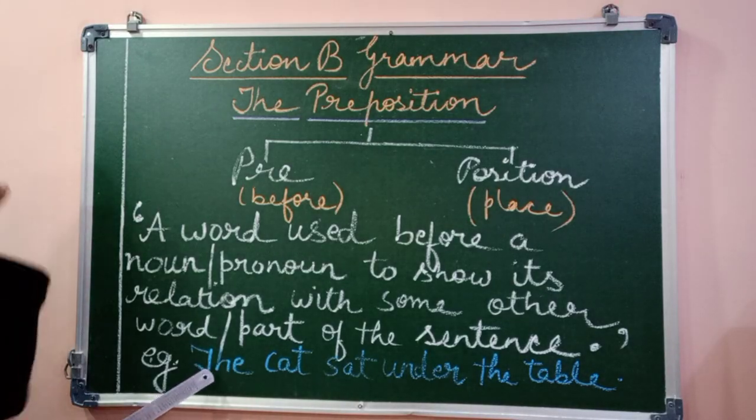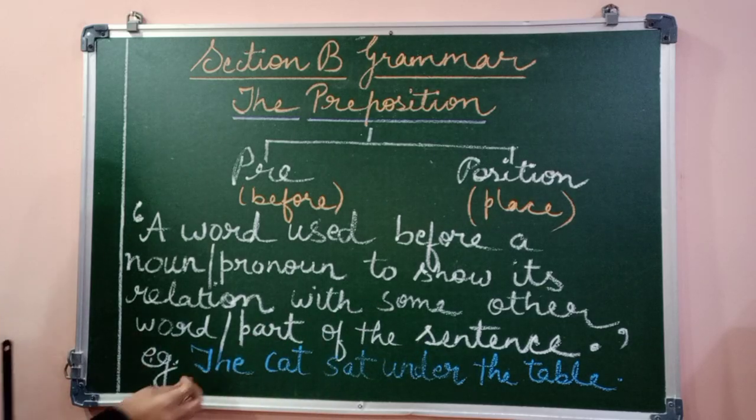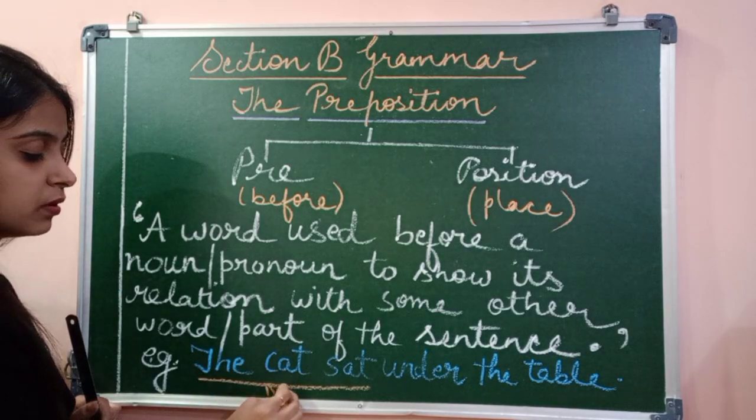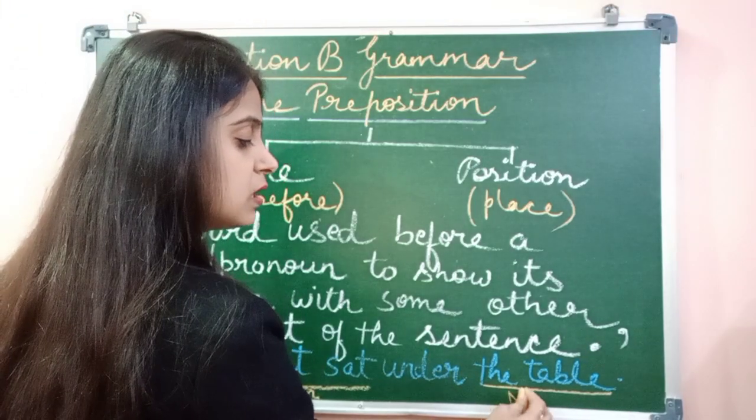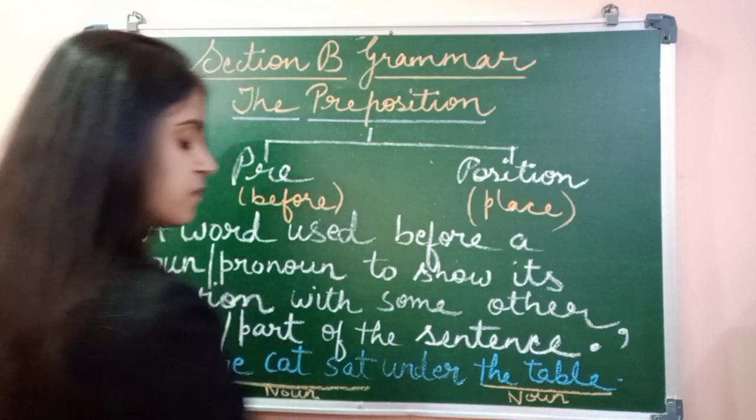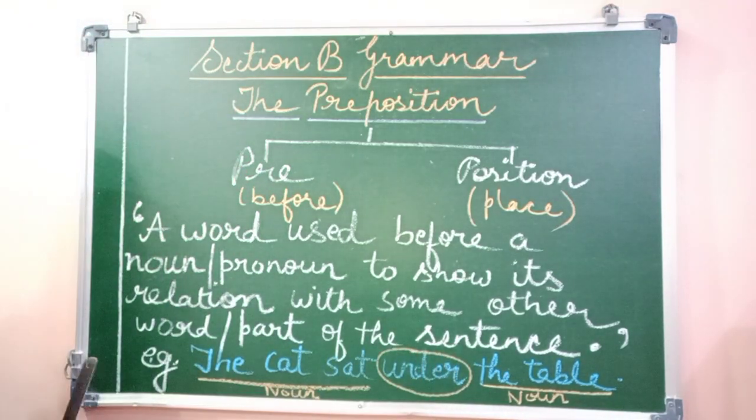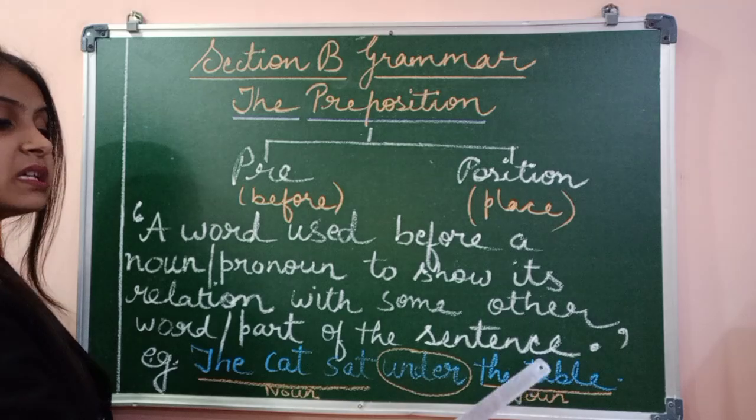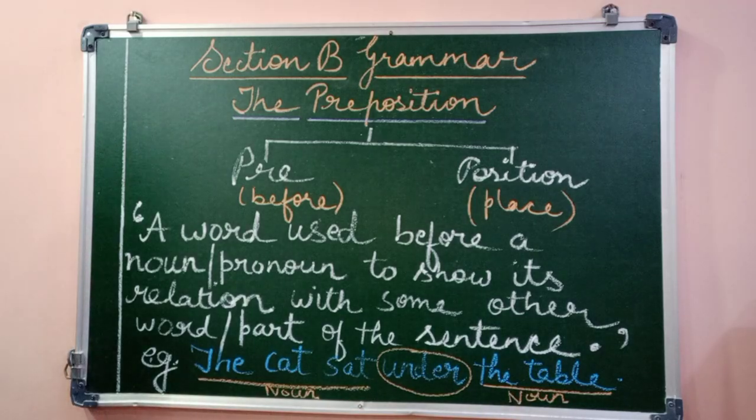Now you see this example. The cat sat under the table. Now here children see, cat is a noun. Okay. And table is also a noun. Right. Now the word under here shows the position of the cat. Okay. And this word under is linking the noun cat and the noun table. So this word under is used as a preposition.